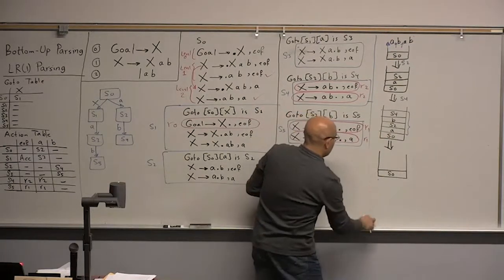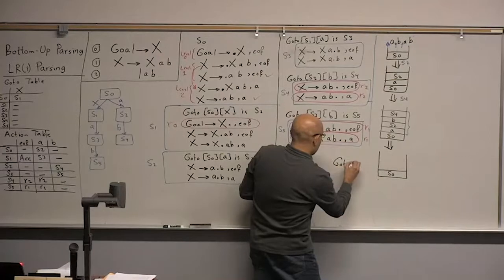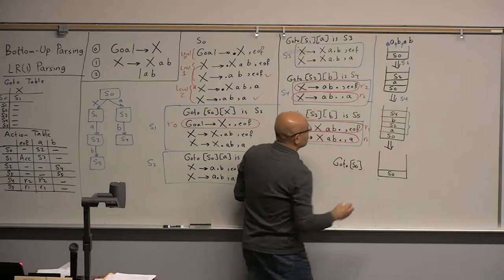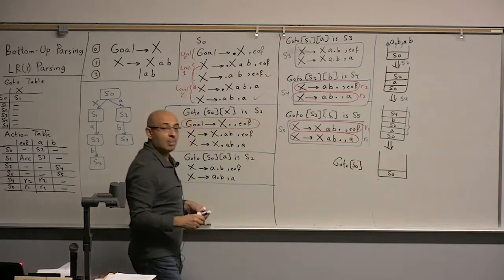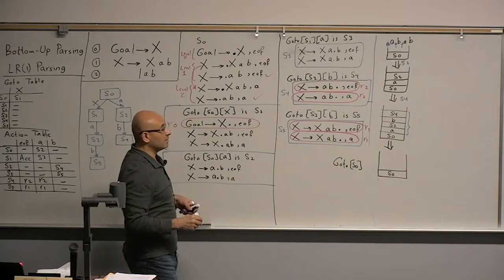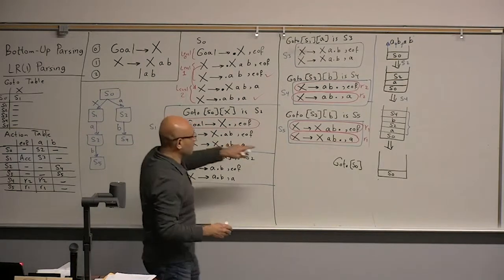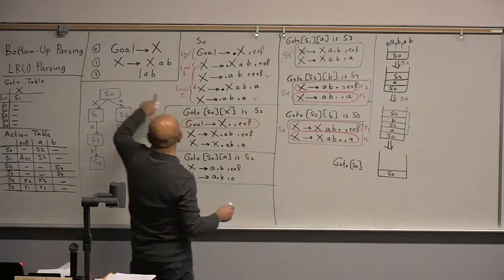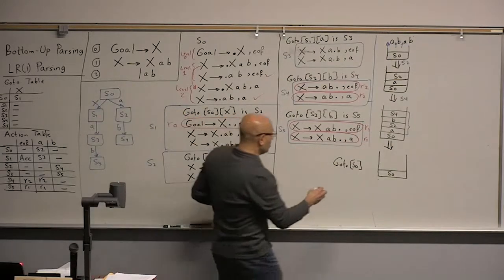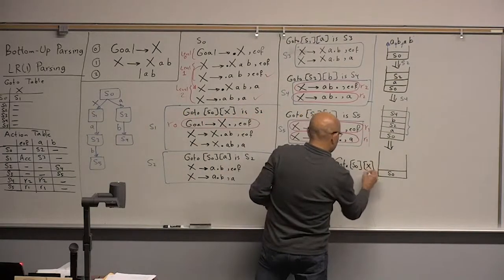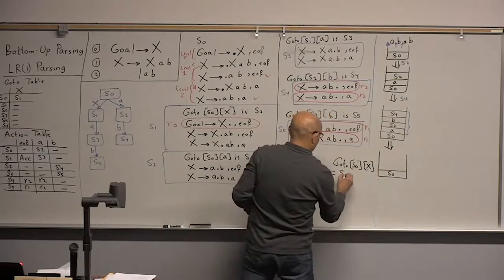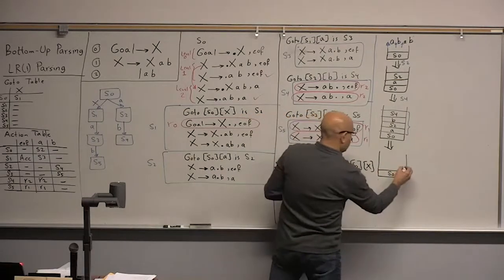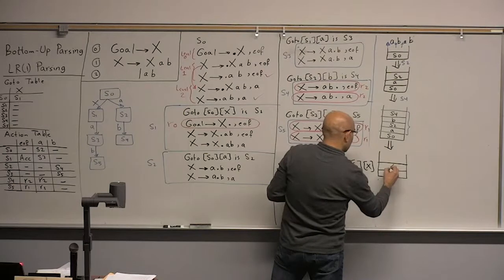So we do go-to of S0 and what? X, because we are replacing AB with an X. So this is the X. So go-to S0 and X, and this equals S1. So we push the X and the S1.